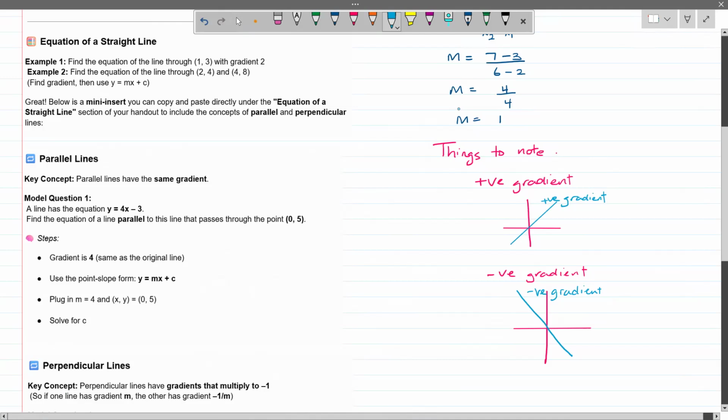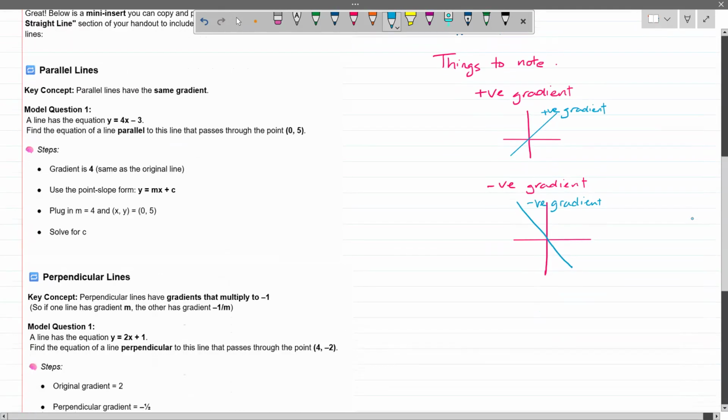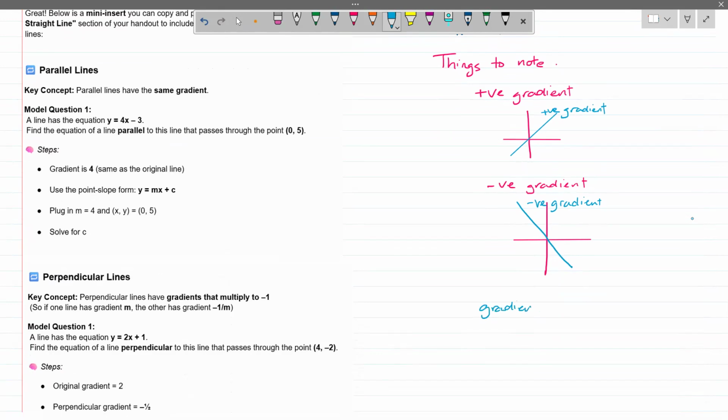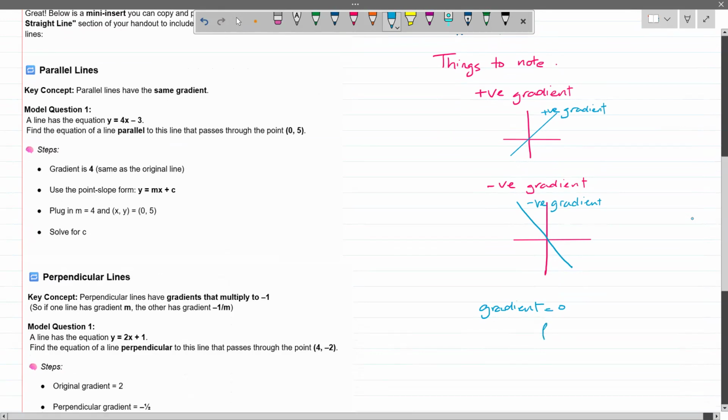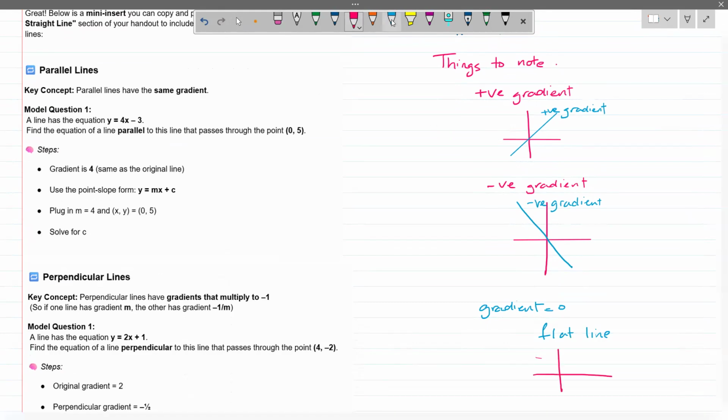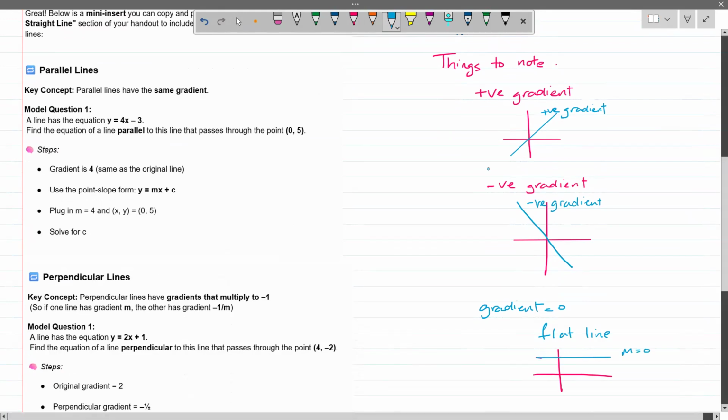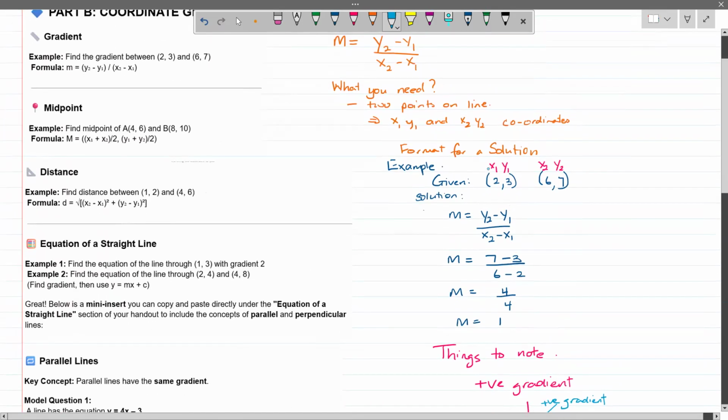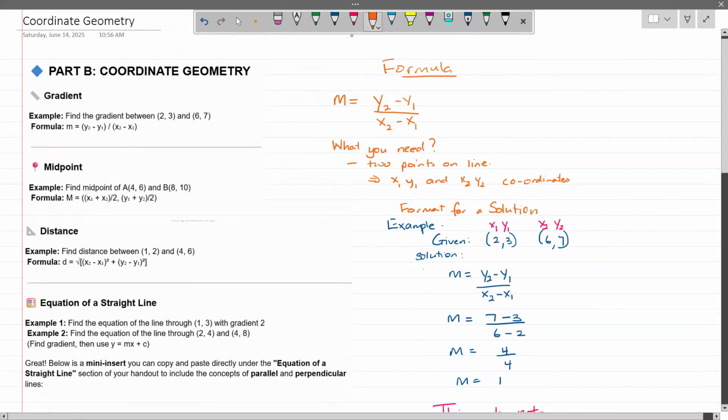The larger the value, the more steep the line is, right? And a gradient of 0, if the gradient is equal to 0, we have a flat line. So the line looks like it looks like this. Right? So those are some things to note with your gradients. Everybody right with gradients? So this one was gradients.